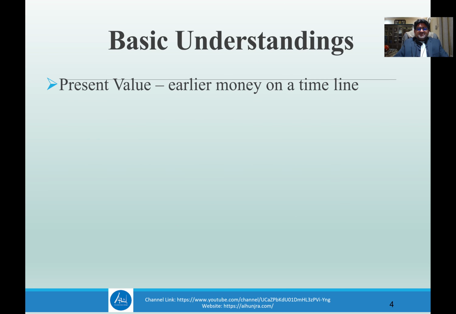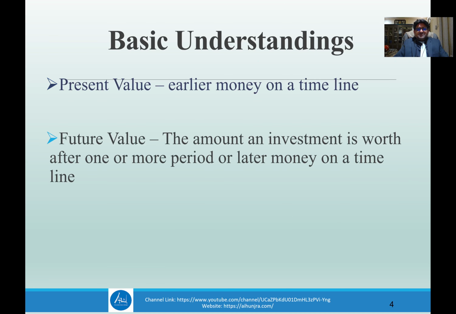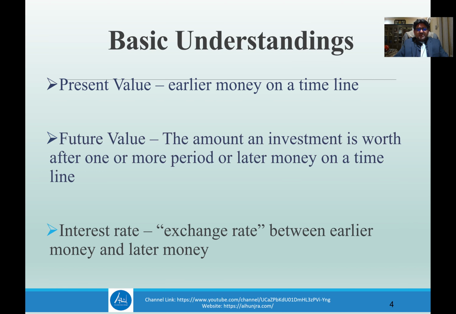So here is the basic understanding. Present value is earlier money on the timeline, which is normally placed at time 0. The timeline starts from 0 to n, and at 0 we normally place the present value. What is future value? Future value is later money, meaning the amount an investment is worth after one or more time periods.